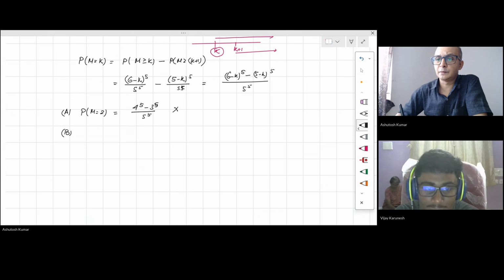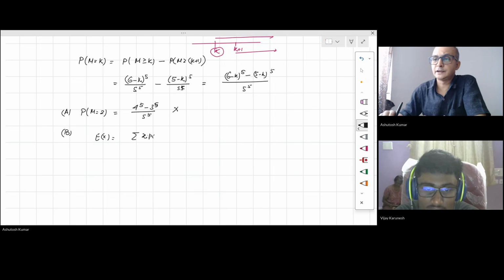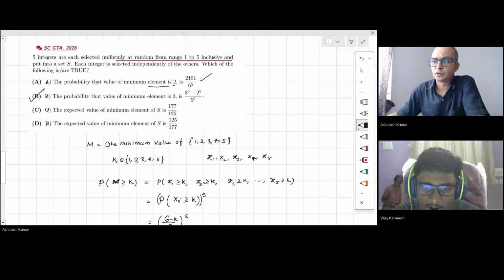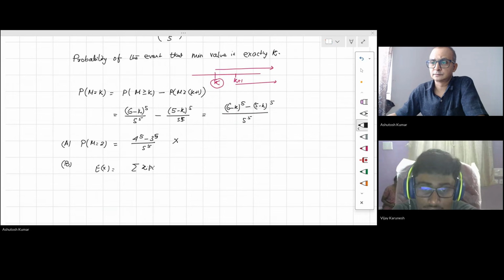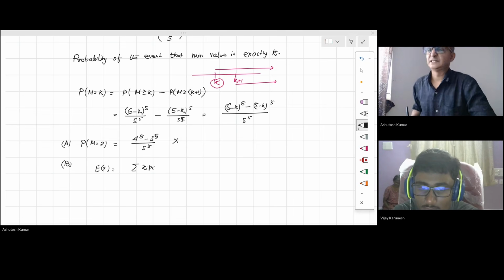Have you not done it many times before? E of x is the summation of xi pi, i goes from 1 to whatever, correct? Yes, sir. It means I have to find out the probability of each such value and then multiply and add them. So what we do for that? Minimum value 1 and its probability, minimum value of 2 into its probability, minimum value of 3 into its probability, and so on.